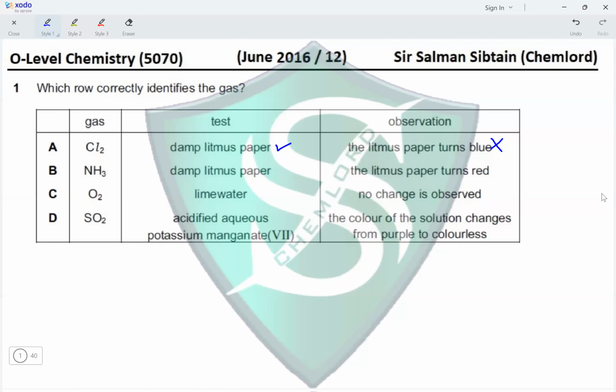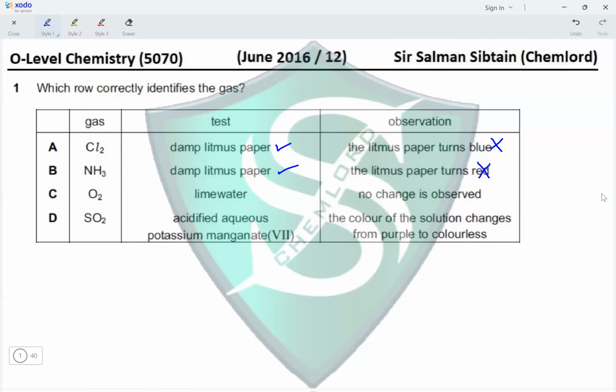Next, ammonia. Damp litmus paper, the test is correct. Litmus paper turns red, no. Ammonia is a basic gas. It will turn the damp red litmus blue.